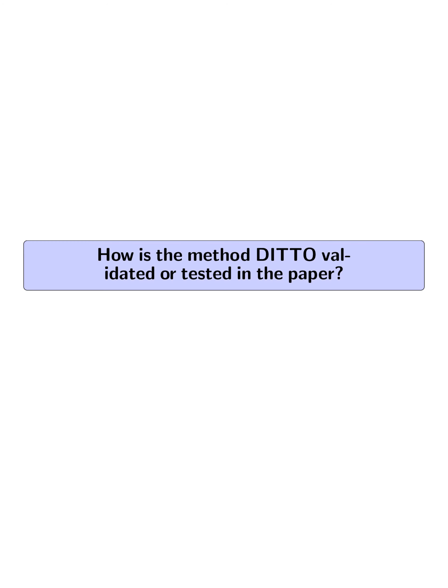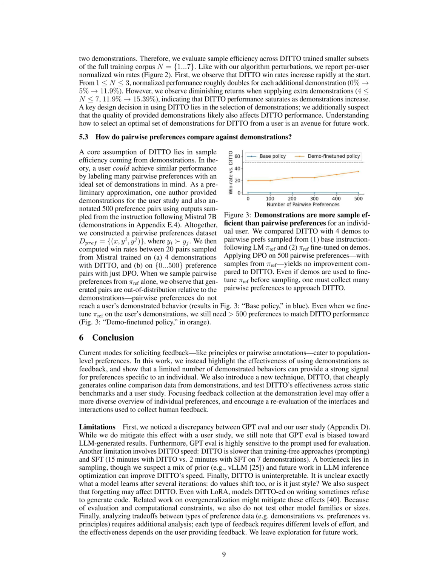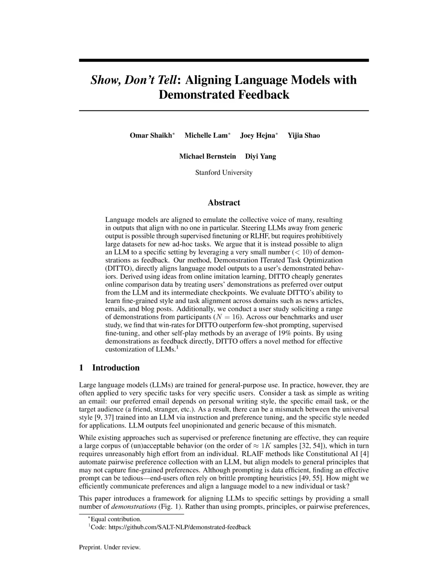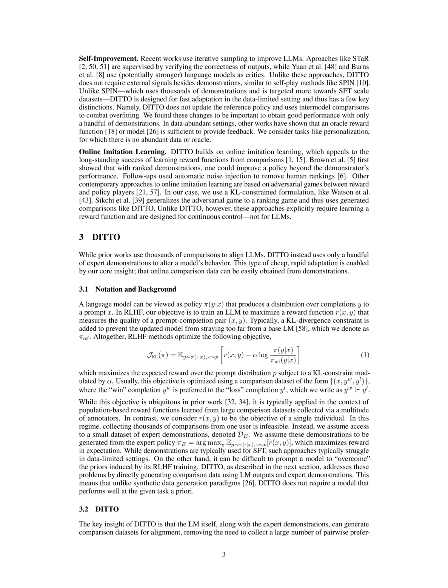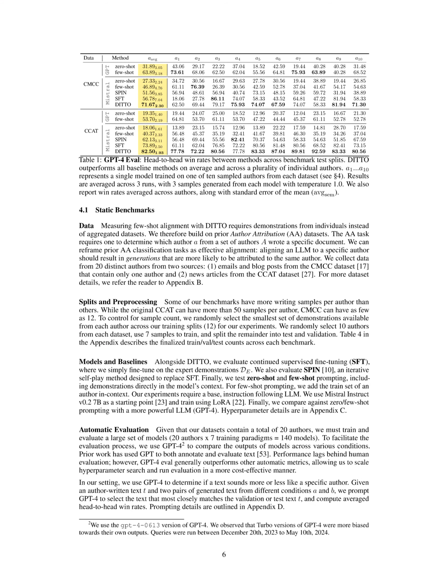How is the method DITTO validated or tested in the paper? DITTO is validated and tested in the paper through a series of experiments and a user study. The experiments focus on tasks with subjective preferences, such as email writing, essays, and articles. The paper compares DITTO against several baselines, including continued supervised fine-tuning, SFT, self-play methods like SPIN, and zero-shot and few-shot prompting methods. The evaluation is conducted using GPT-4 to compare the outputs of models across various conditions.